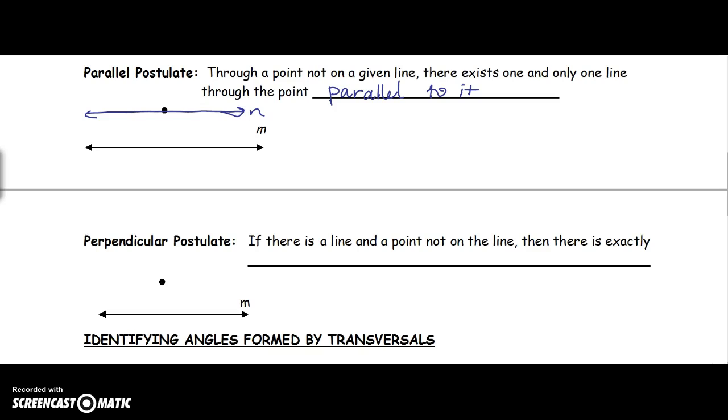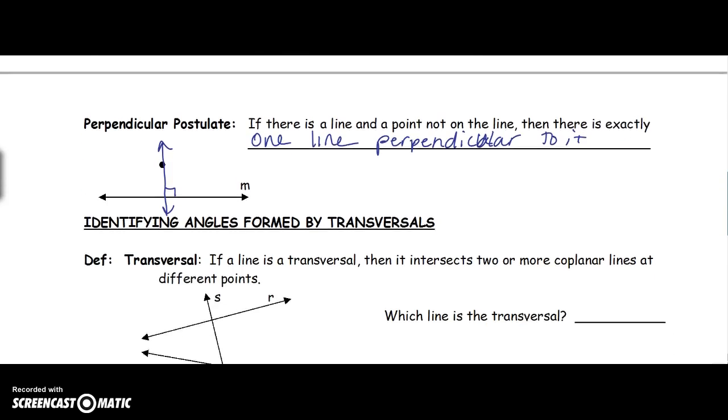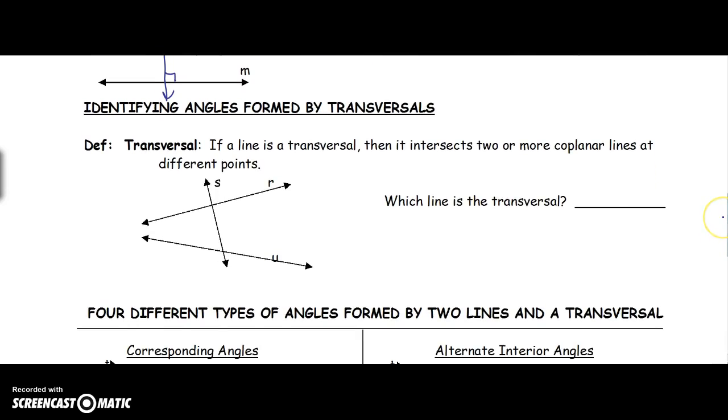Same thing with perpendicular. It says if there is a line and a point not on the line, then there is exactly one line perpendicular to it. So that means that you can only draw one line perpendicular to that given line through the point. That would make it perpendicular, because if you were to draw this 1 degree off, then you're going to have not a 90-degree angle.